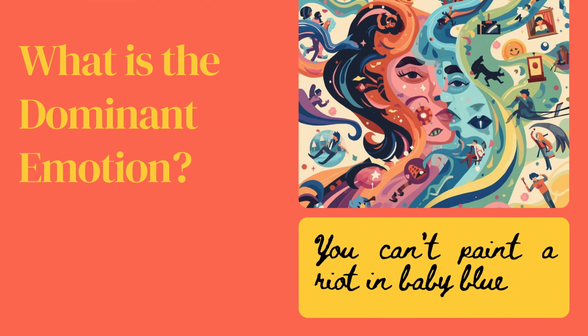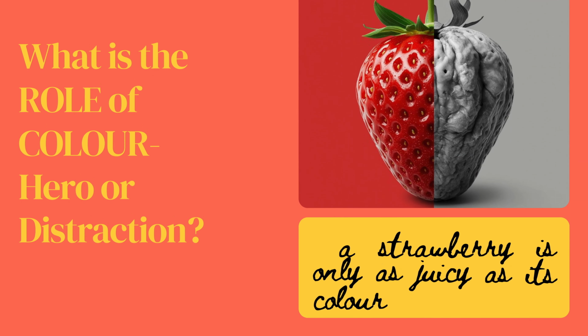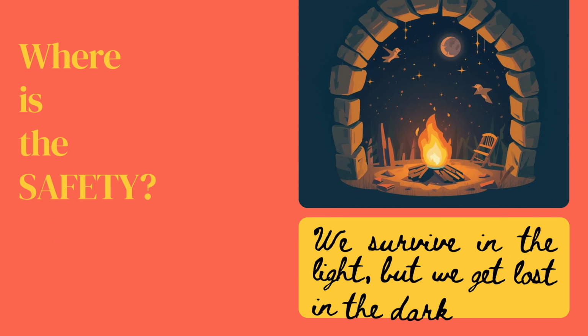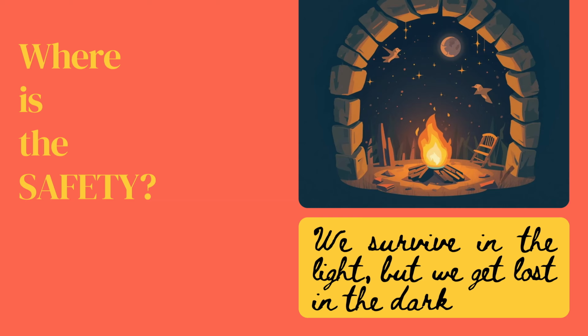So here goes. Question 1. What is the dominant emotion? Question 2. Is the color the hero or a distraction? Question 3. Where is the safety? And if you think that this is just another video on the color wheel, old wine, new bottle, blah blah blah, think again. On that note, without further ado, let's begin with question 1.